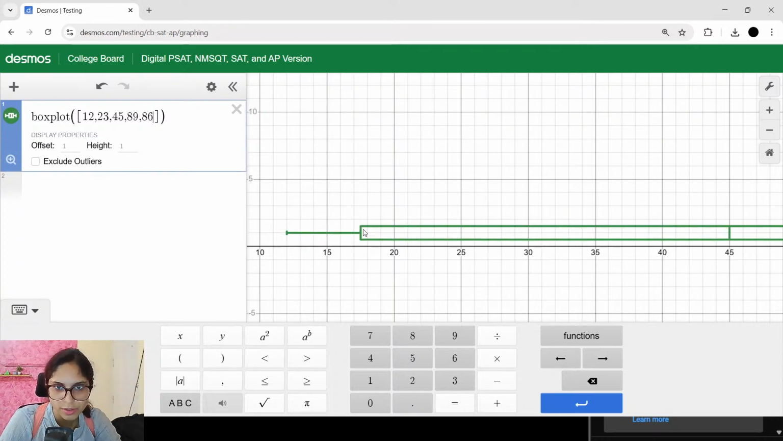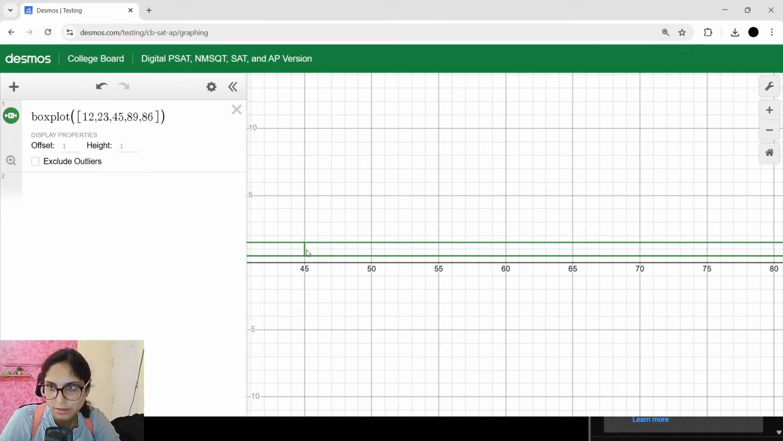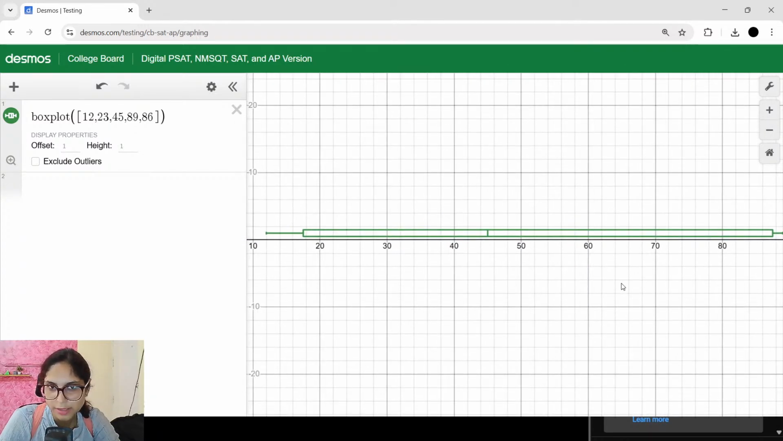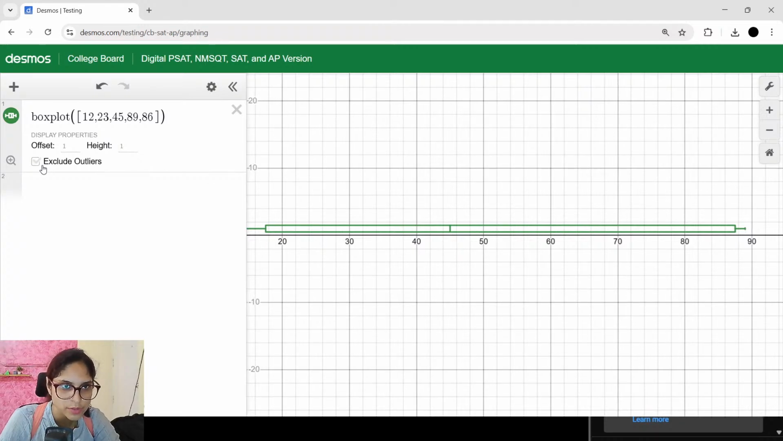So this is the minimum. This is your first quartile. This is your second quartile. This is your third quartile and that is your maximum. And if you say exclude outliers, it will exclude outliers.